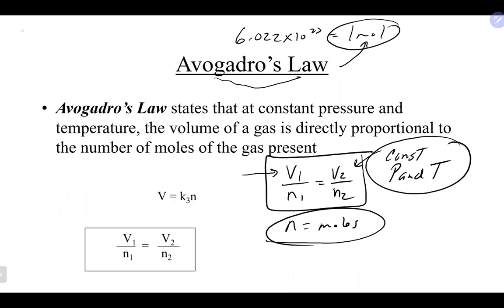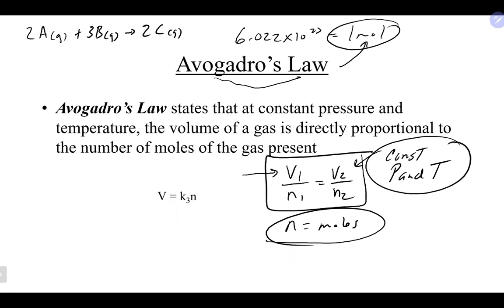We'll talk a little bit about this in a bit, but say we had something like 2A plus 3B, and they're all gases here, goes to 2C. If we were going to do some type of stoichiometry problem, somewhere along the way you have to use a gas law and stoichiometry together. And we could use our normal mole-to-mole relationship. So 2 moles of A is equal to 3 moles of B. 2 moles of A gives us 2 moles of C, and so forth.